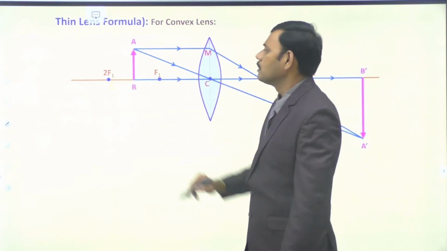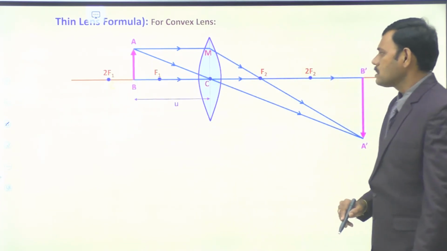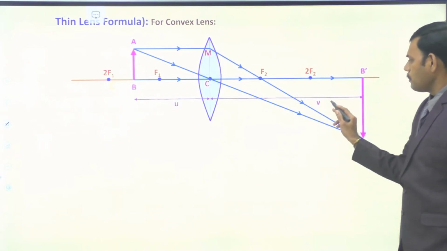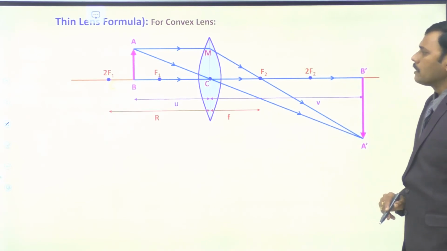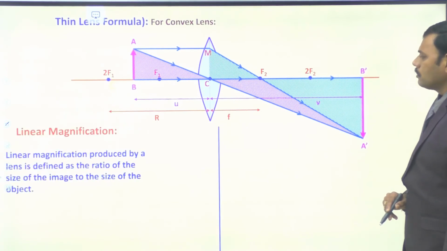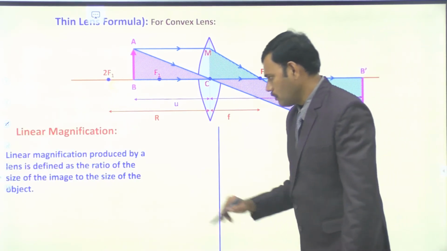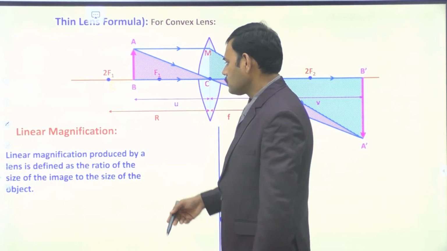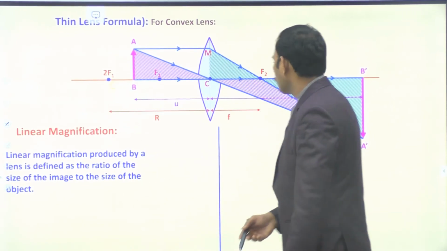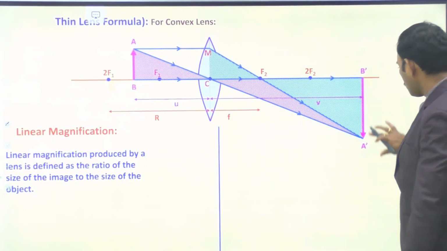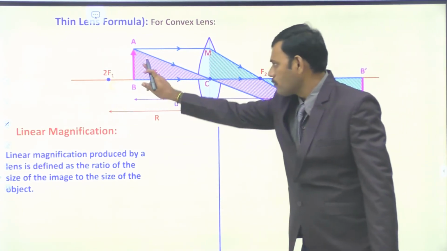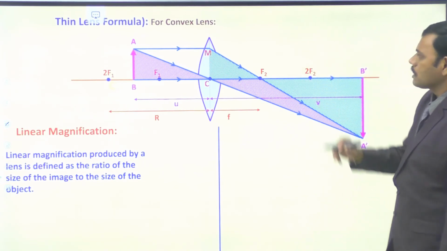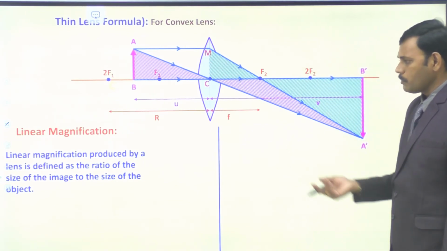This is the focus and the center of curvature. Here this is the object distance and this one is the image distance, and the focal length is f here, then the radius of curvature. And here we would like to know the magnification. So magnification is the ratio of, here we are observing an image of size B dash A dash and an object of size BA. So the ratio of the size of the image to the size of the object is always the magnification.